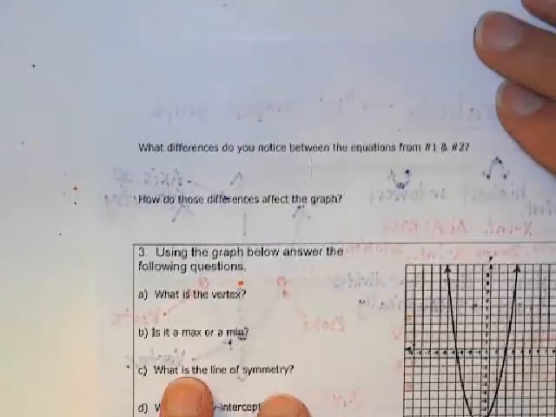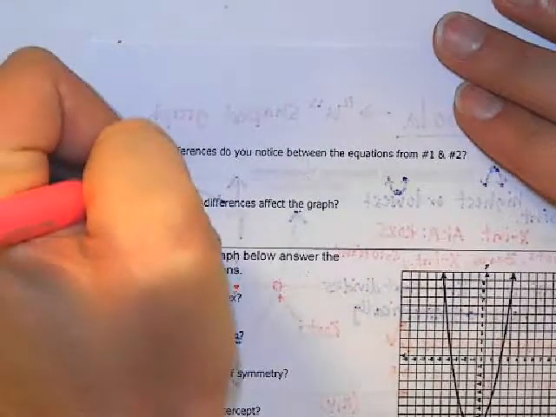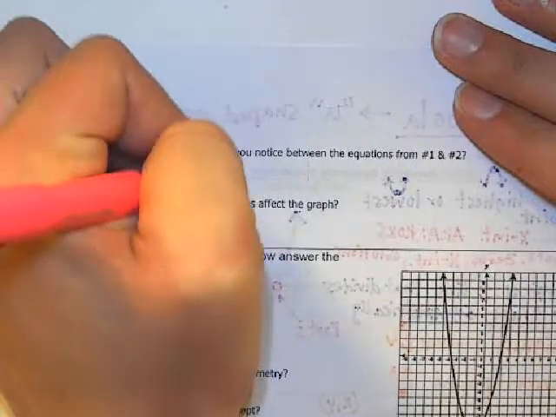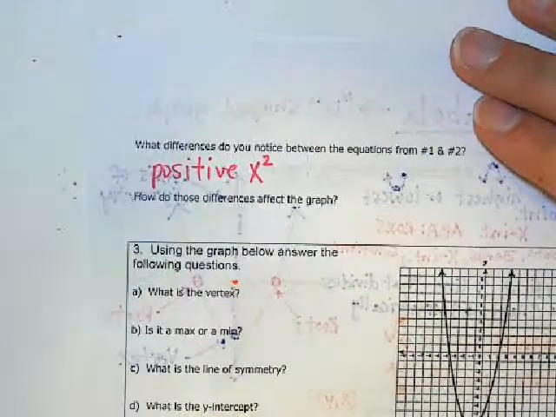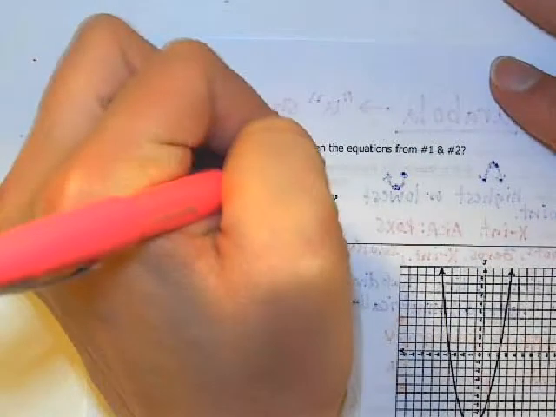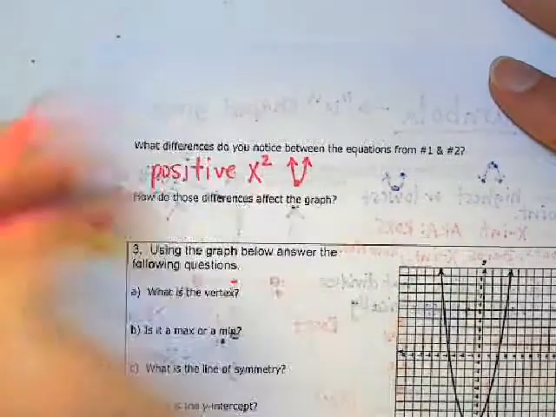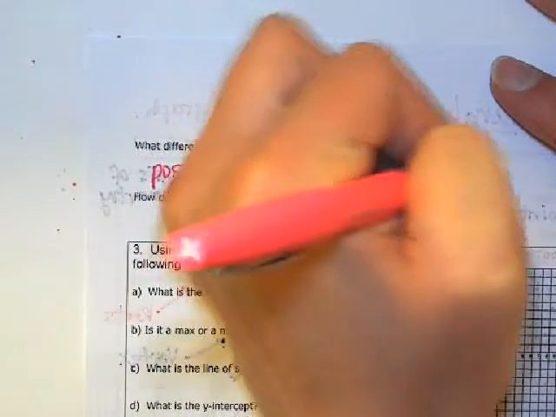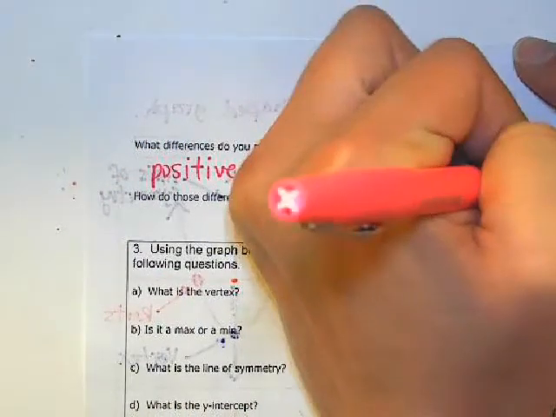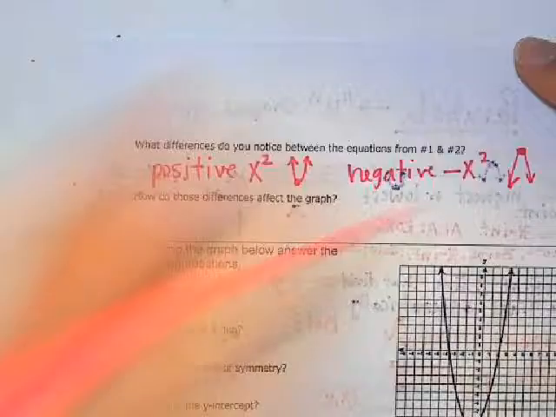So on the back, it says, what differences do you notice? A positive x squared opens the graph up. Negative x squared opens the graph down.